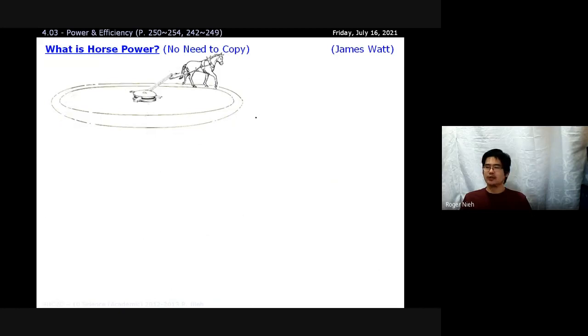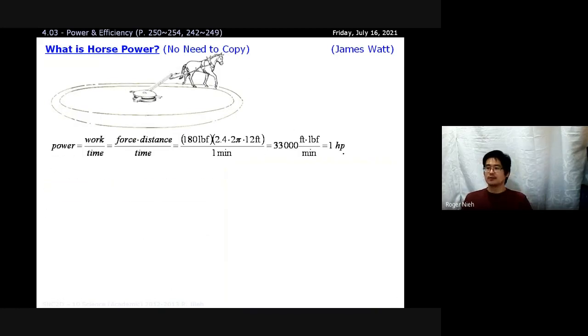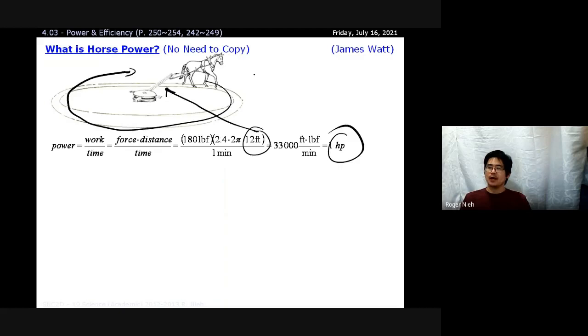They can handle it all day long, and here's the math that goes beyond it. So that's 1 horsepower: a horse being able to walk around this circle with a radius of 12 feet for the beam, walking it around 2.4 times per minute. And that's where the formula origin comes from.